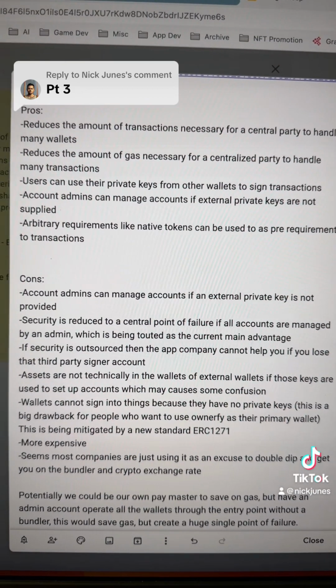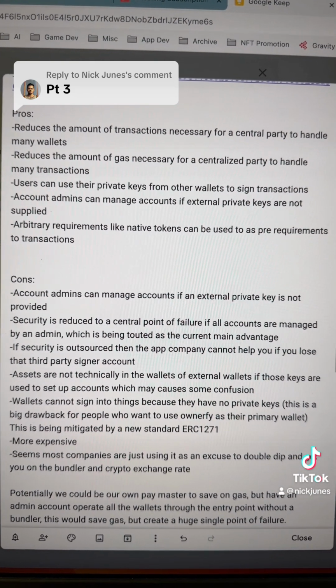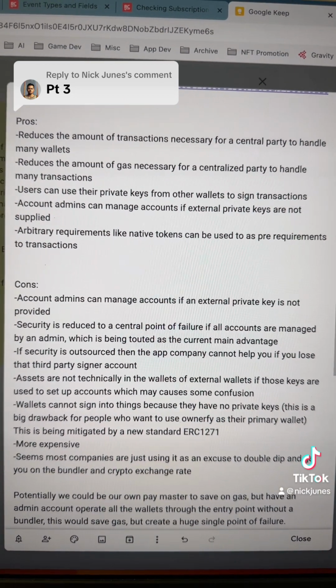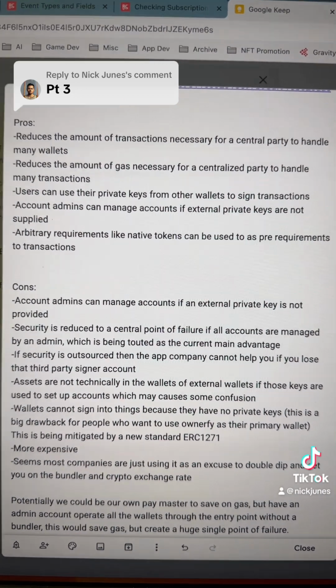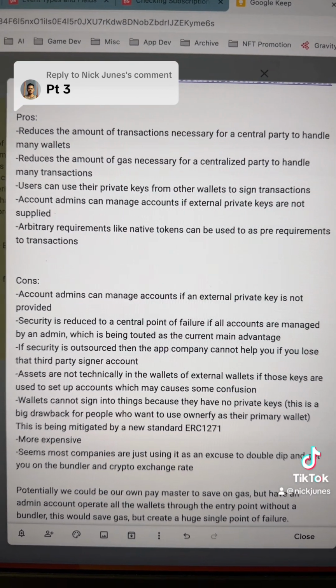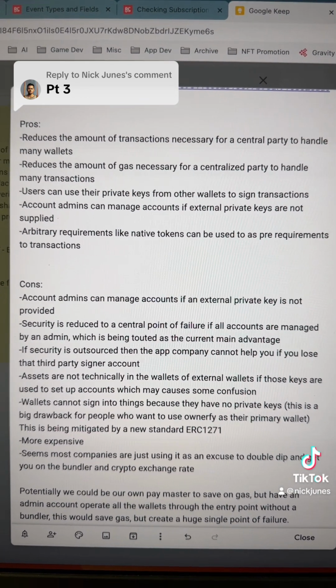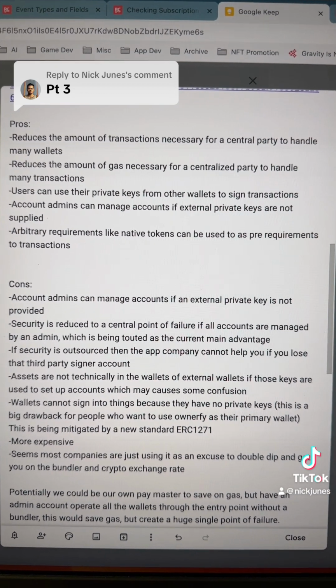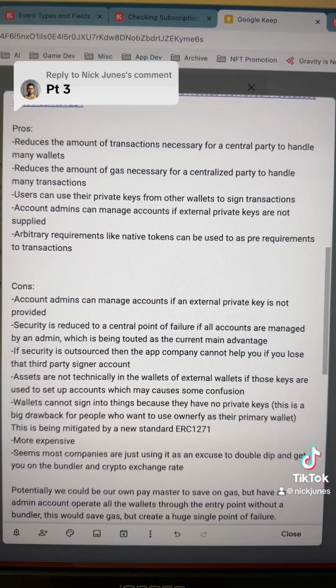The cons are it is very centralized. Security is reduced to lots of central points. The user is technically going to have 2 wallets. The actual blockchain transactions are a little bit more expensive, and currently the way it's implemented, companies can double dip and they don't let you be your own paymaster. And you can pause this if you want to read the rest of that.